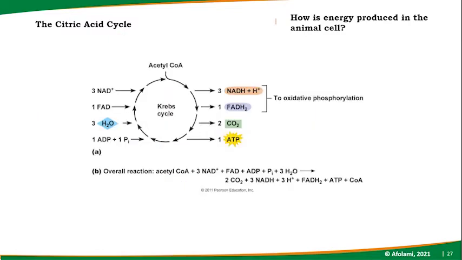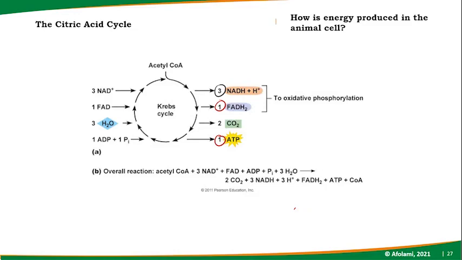So far, let's begin to account for all the energy metabolites that we have produced. So in the citric acid cycle, you generate 3 NADH, 1 FADH, and 1 ATP. This is very important.